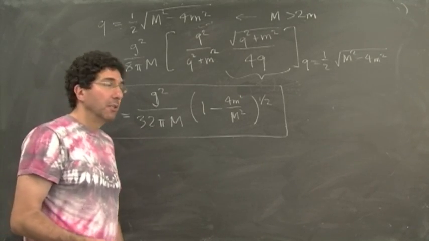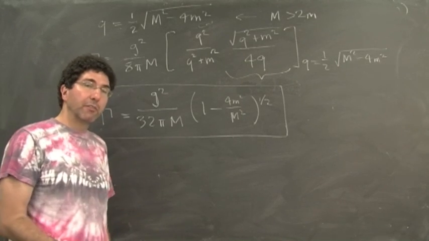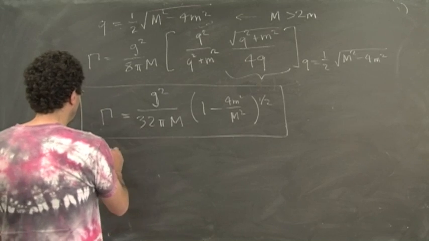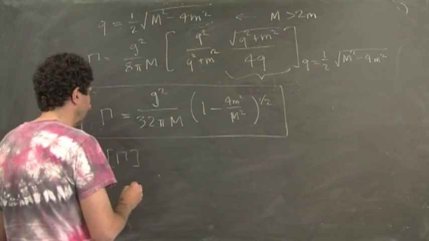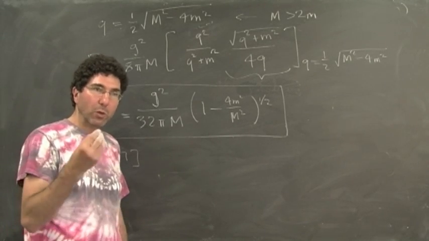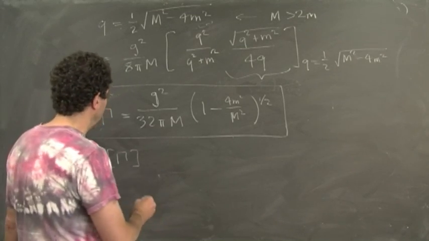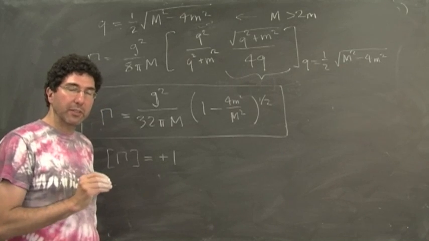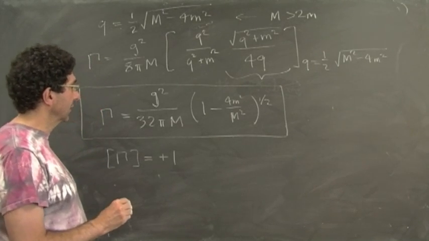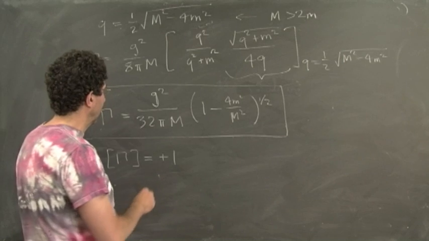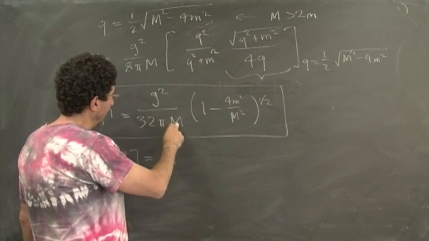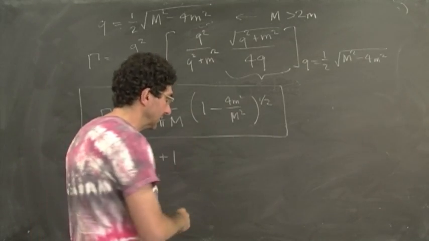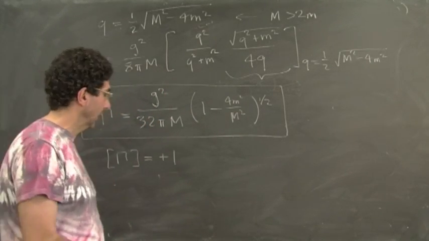What could we check? Well, one thing we could check is that after all of this, we should still get the right units at the very end of the day. This is supposed to be a decay rate, and a decay rate is a 1 over time thing. And so therefore, that should have mass dimension plus 1. It should have dimensions of mass to the 1. And if you look at this, lo and behold, it actually worked, because g had dimensions of mass. So g squared over M has units of mass, and this is dimensionless, so it actually works.